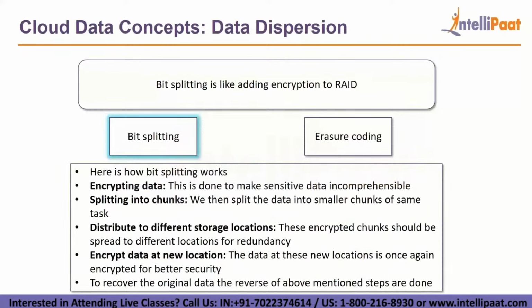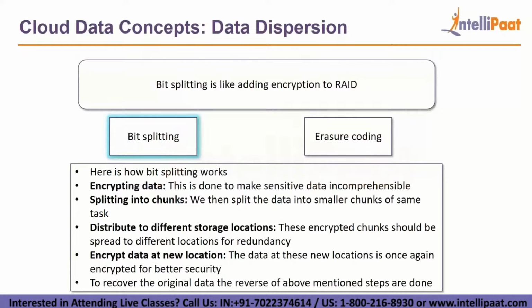These are the steps. First things first, we encrypt the data. This is done to make sure that the data that is sensitive becomes incomprehensible. So encryption basically uses a key and converts plain text to ciphertext. Plain text is the data we have, ciphertext is the data that we want. That's something that people can't comprehend, and it becomes something that people cannot understand.